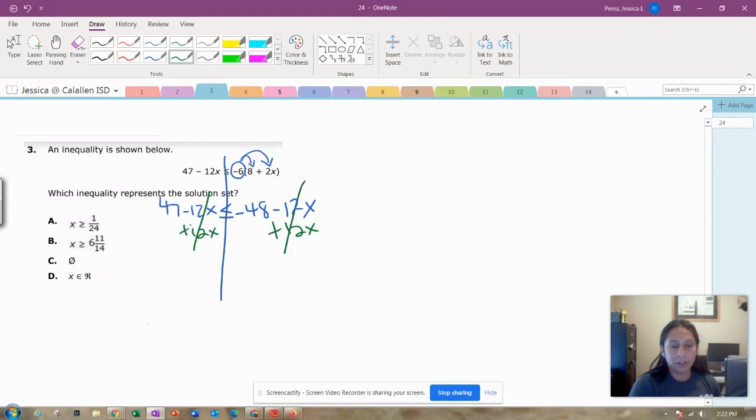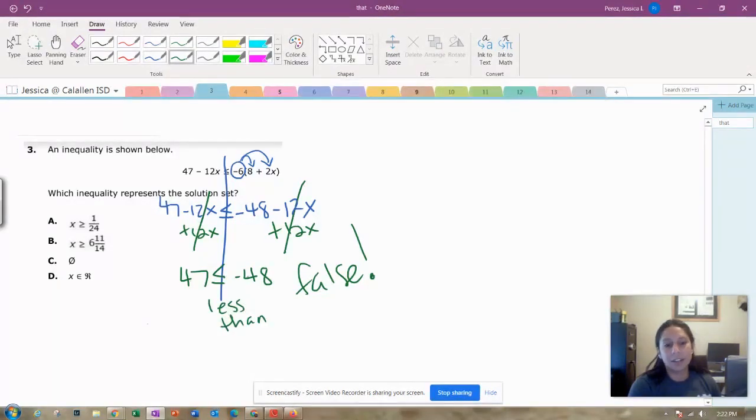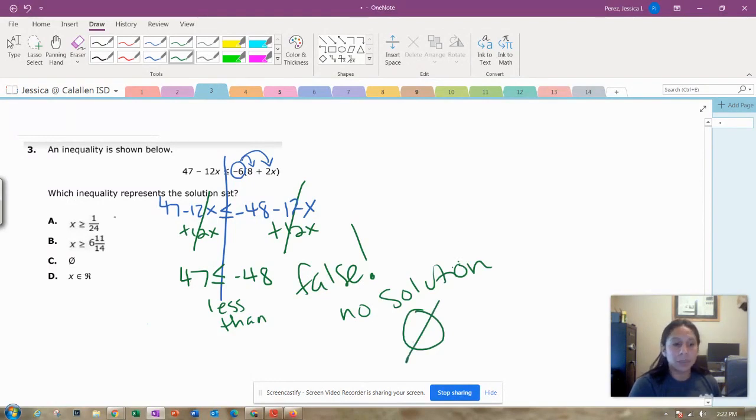Notice my x's are now gone. When the x's disappear, you're trying to figure out, well, did you end up with a true statement or a false statement? So here it says 47 is less than or equal to negative 48. This is a false statement. 47 is not less than or smaller than negative 48. So when it's a false statement, that means no solution. And another way to write no solution is a 0 with a line through it. So here the answer is C.